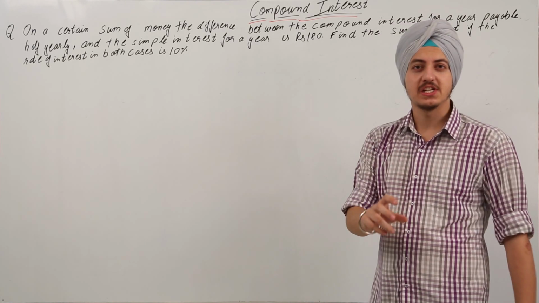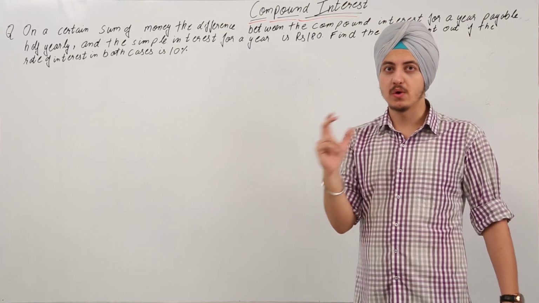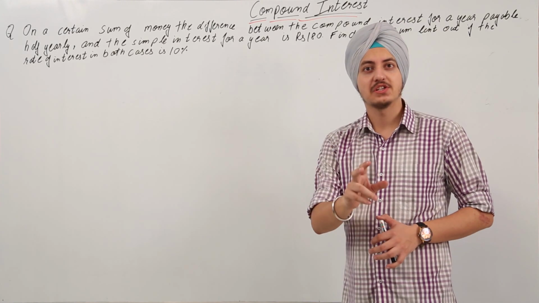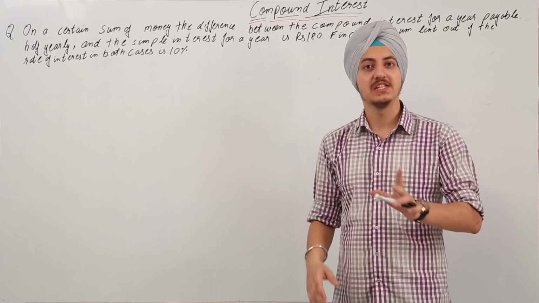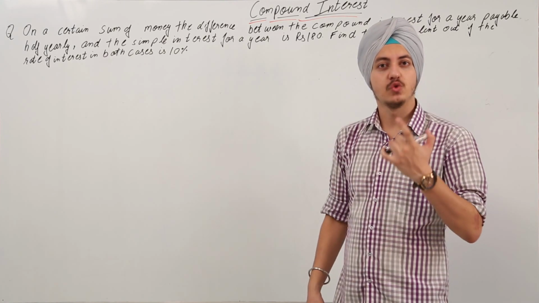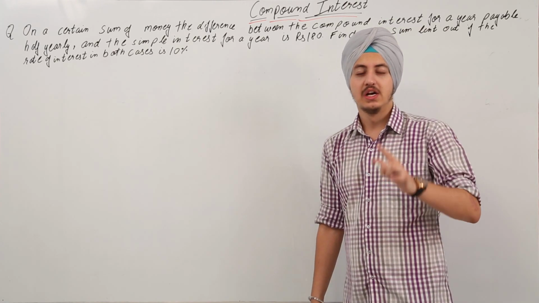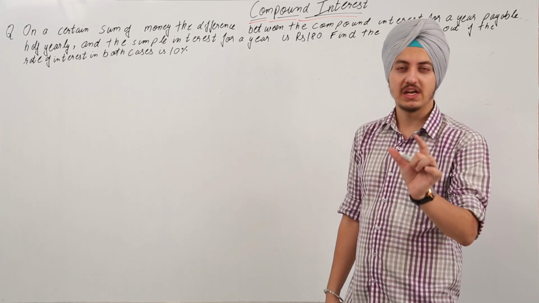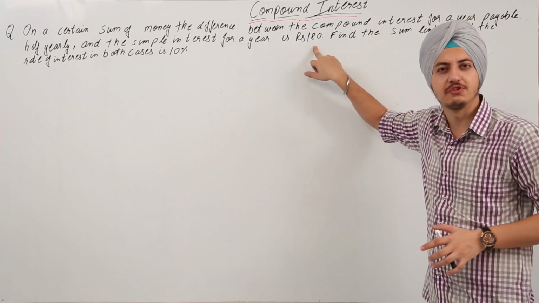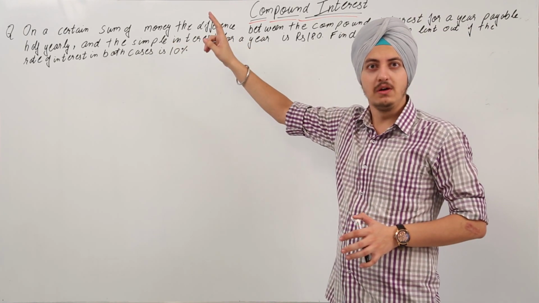So we have 10% rate of interest, simple interest for 1 year and the compound interest for 1 year payable half yearly. That means the interest is compounded half yearly, so we have two conversion periods in 1 year. The difference between the compound interest for 1 year and the simple interest for 1 year is rupees 180, and we have to find out the sum or the principal.